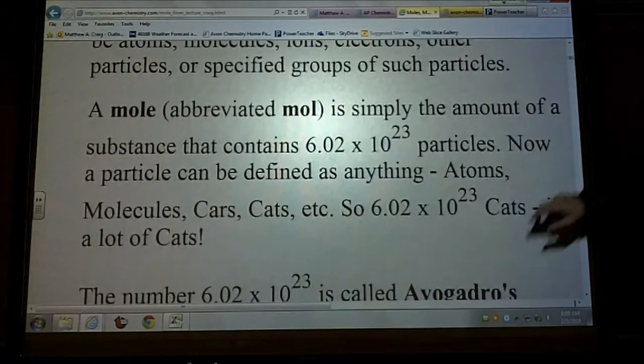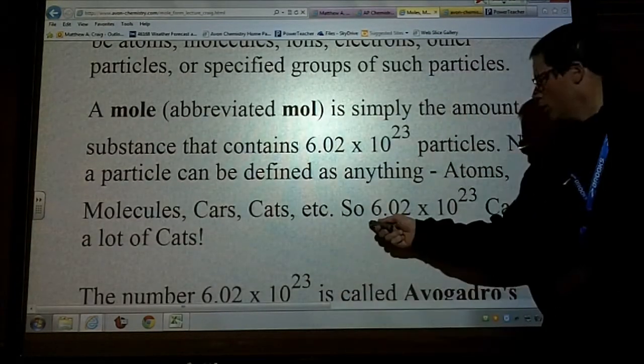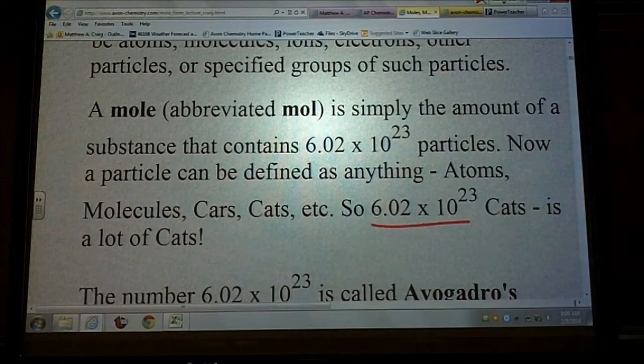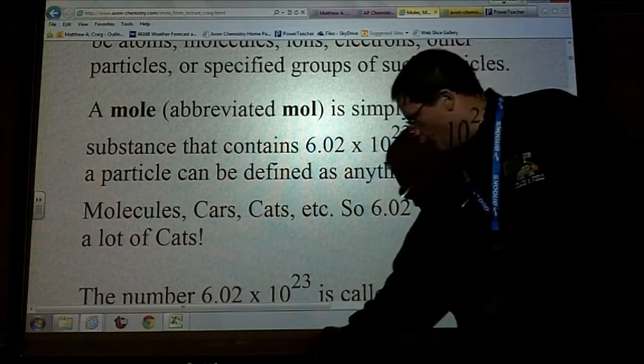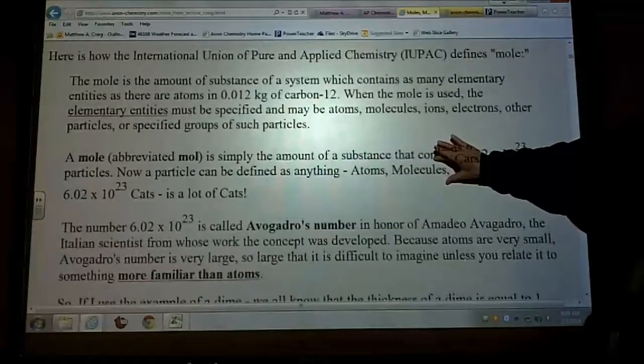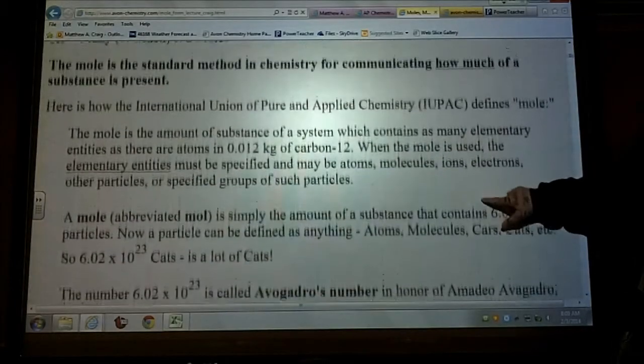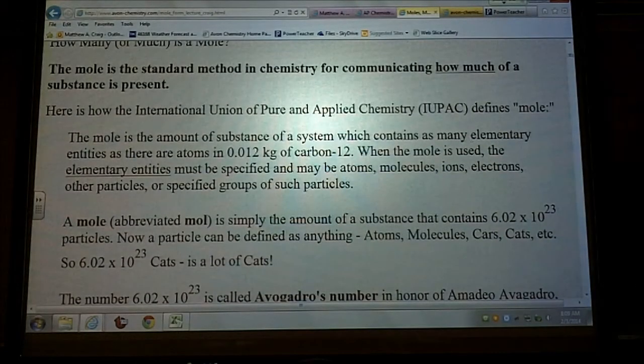6.02 times 10 to the 23. Now that's a big number. That's a really big number. If I had that many dollars, well, I'm just going to tell you, there's not that many dollars that exist because it's a large number. So we can't talk about it in terms of how many particles we have, so we generally do it in how many moles we have.